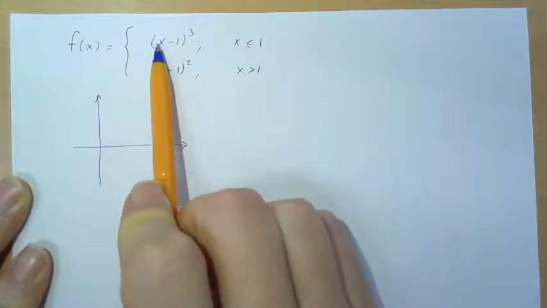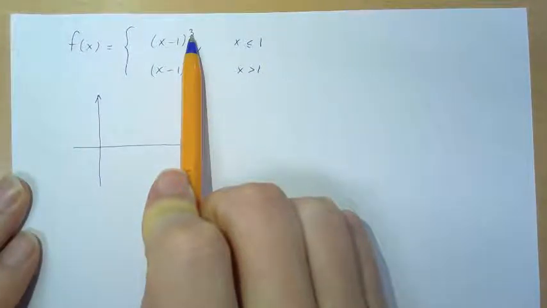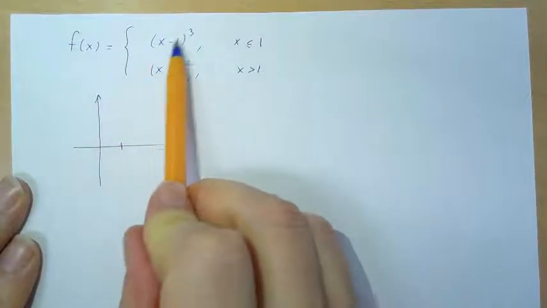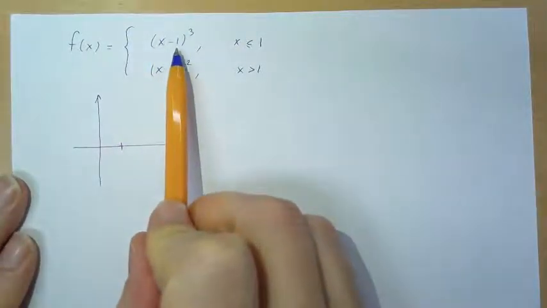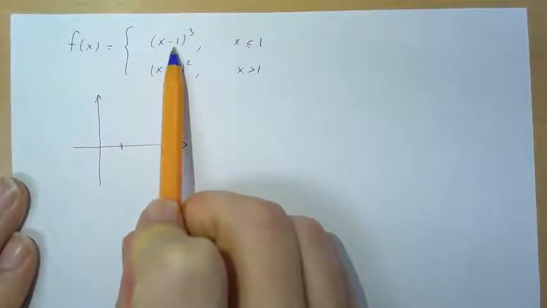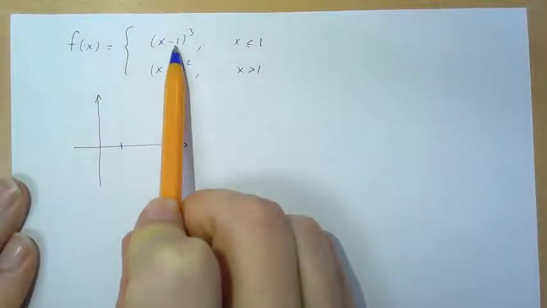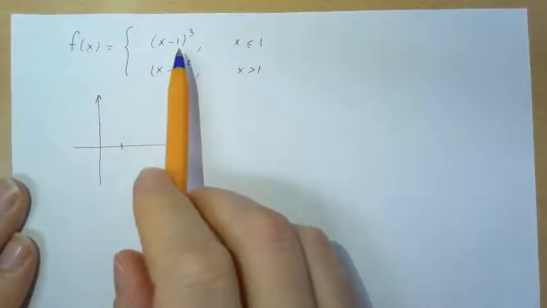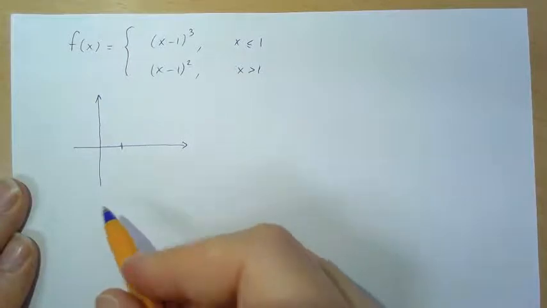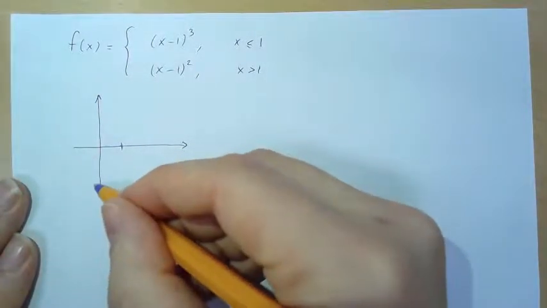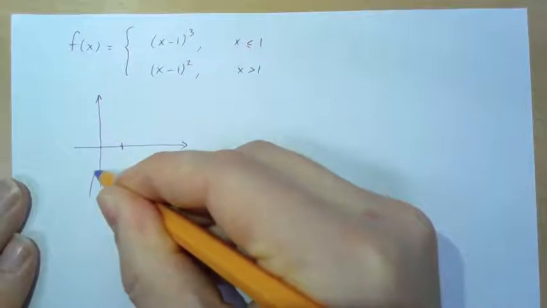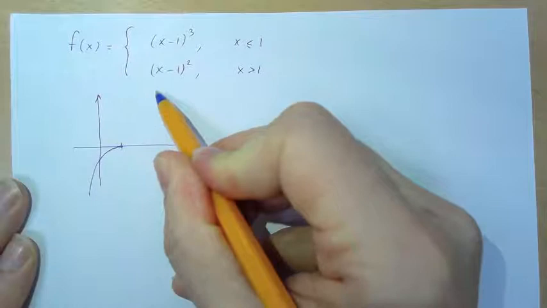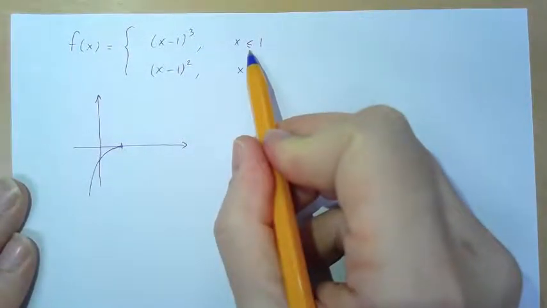So the first rule, (x minus 1) cubed, is valid if x is less than or equal to 1. And what is this? It's a cubic function. It's actually the parent function that has been translated one unit to the right. If you don't know transformations well, you can still make a table of values and find some values for that function. So I know that it's going to look like that, as if it was a cubic function going up like this, but of course we stop at x equals 1.